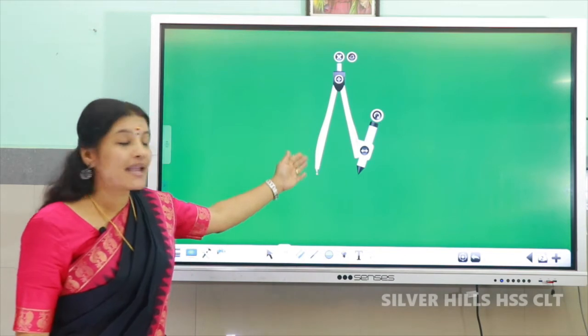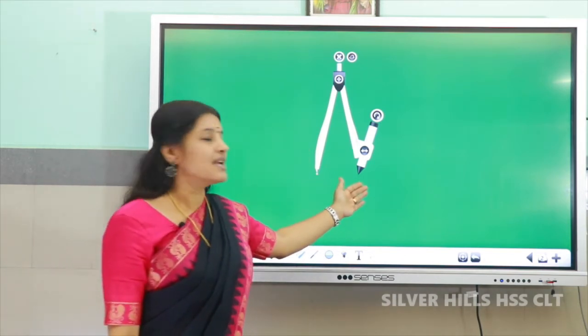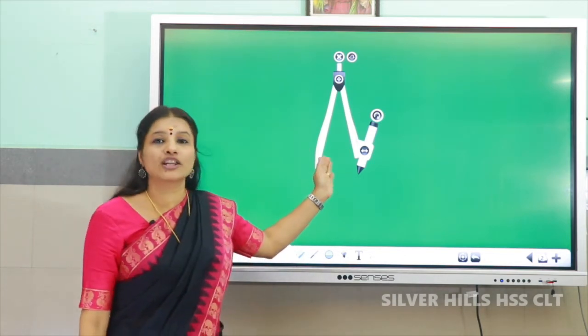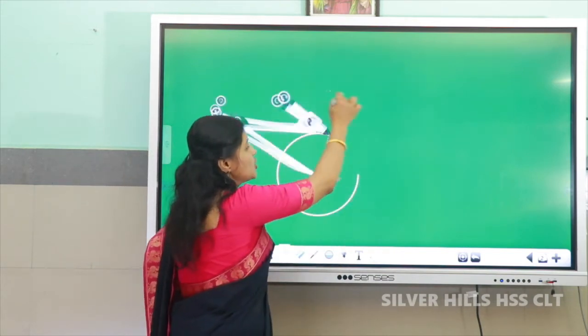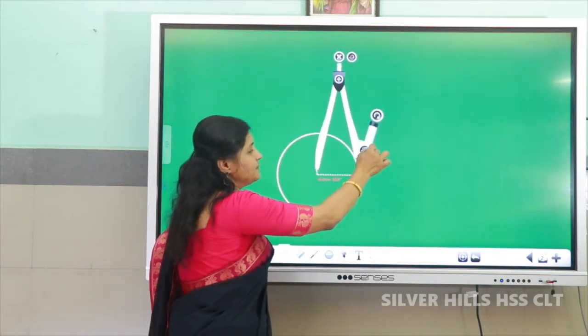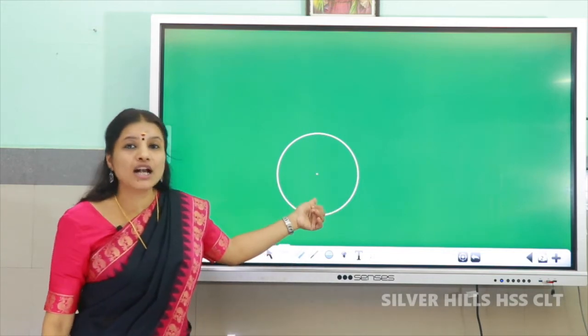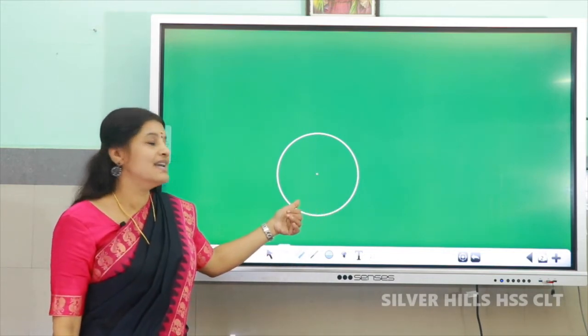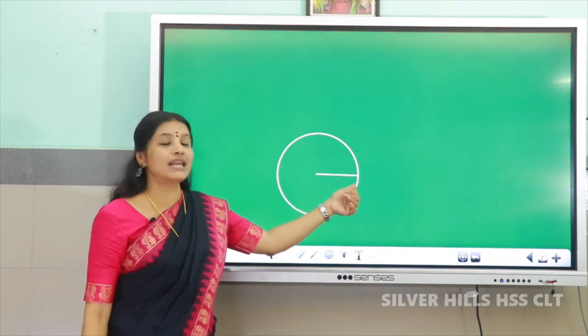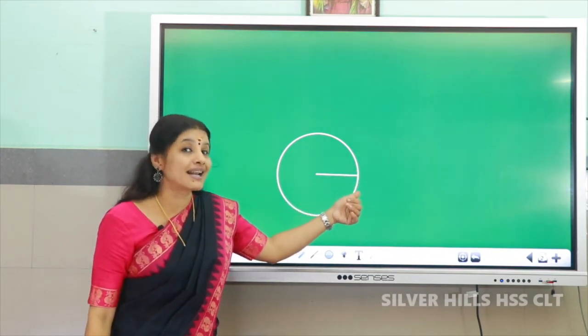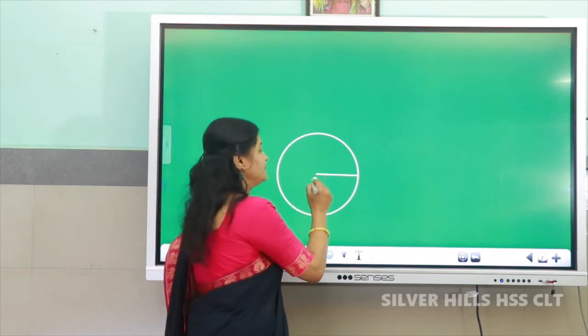Place the metal point of the compass firmly on the fixed point. Move the pencil arm around to draw a circle. The fixed point is called center of the circle. The distance from center to any point on the circle is called radius of the circle.